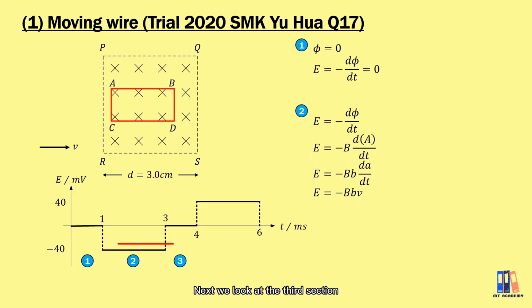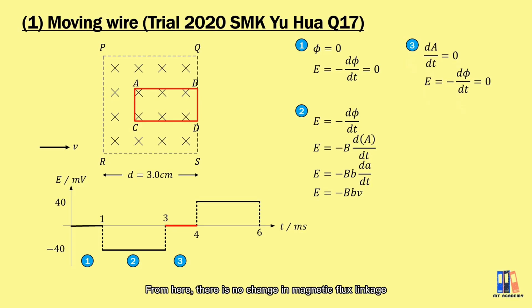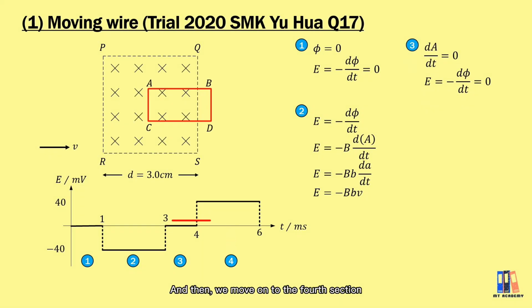Next, we look at the third section, where the wire continues to move until the line QS. As you can see, there is no change in the area linked to the magnetic field. So the rate of change of the area is equal to 0. From here, there is no change in magnetic flux linkage, so there is no induced EMF in the conductor. And then we move on to the fourth section.